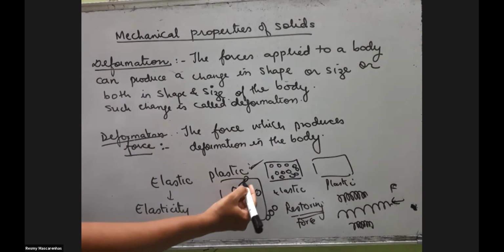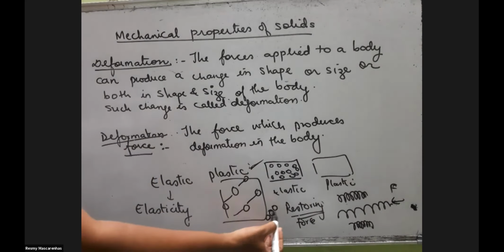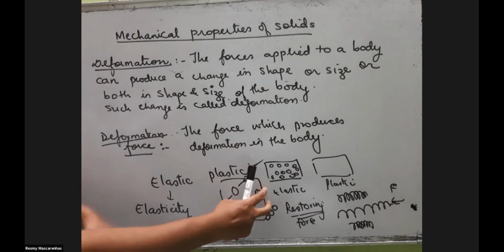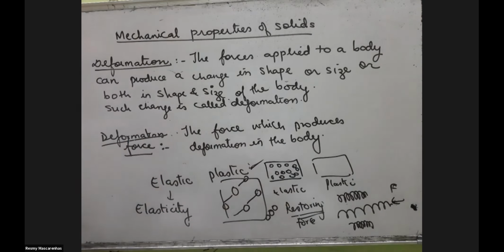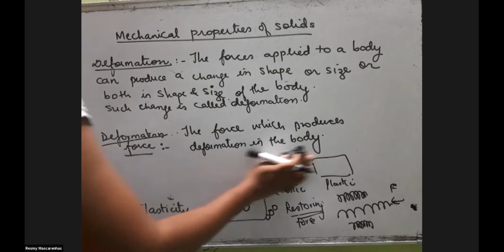So whenever the bonds get stretched, the restoring force should be strong enough to bring them back to the original position. They are also called the internal restoring molecular force. Those terms I will give to you. So this is the basic difference. Now there's also something called the elastic limit.